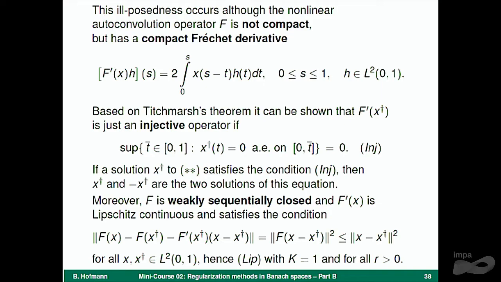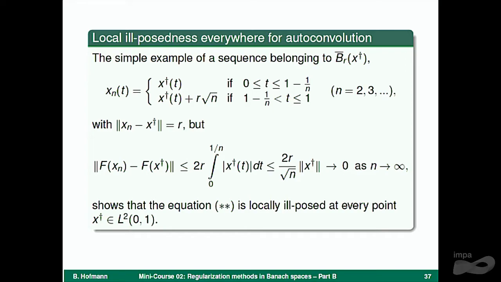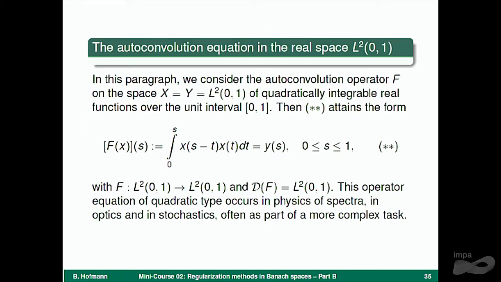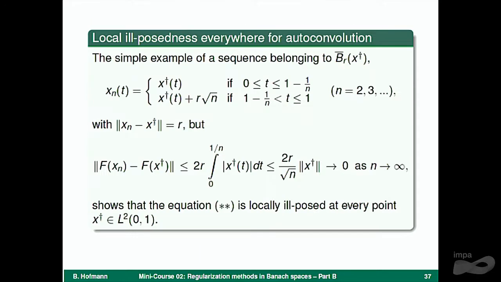Based on Titchmarsh's theorem, one can show that the operator f prime is injective if the supremum of taus with the property that x is almost everywhere 0 in the interval from 0 to tau bar is 0. If this supremum is 0, then you have injectivity. And under this condition, you can show you have a solution x dagger and you have a solution minus x dagger, because if you see it for the f's, if x and minus x are multiplied, and if you have a solution, then minus x is also a solution here.